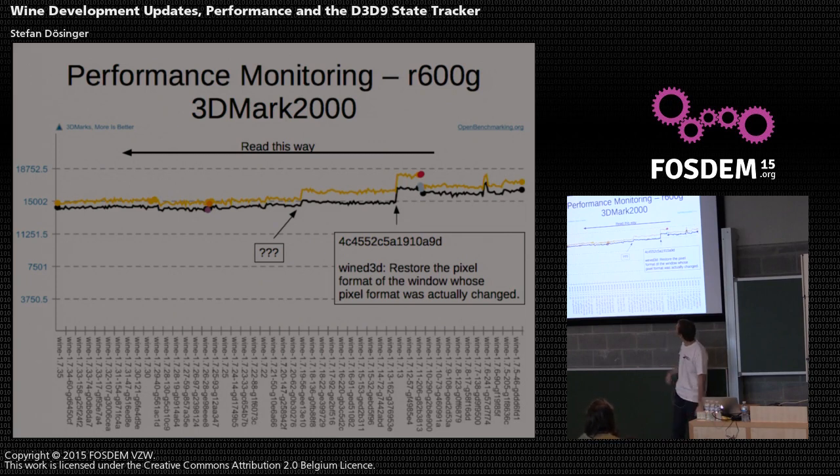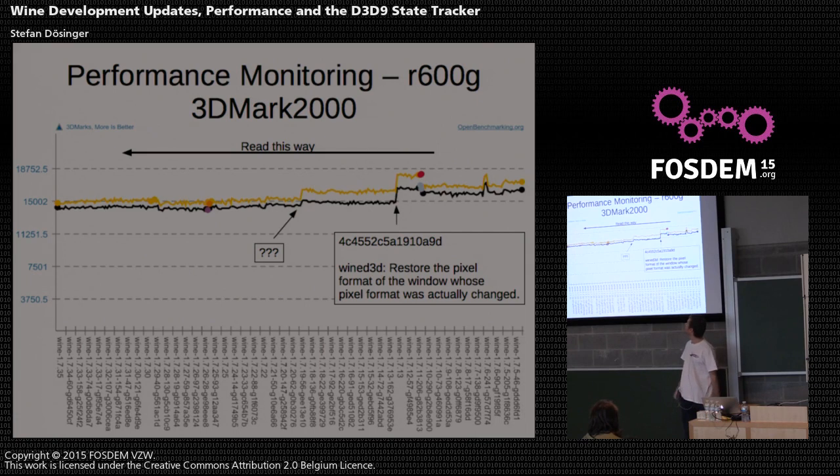Why do I show this ages old 3DMark 2000 result? Well, it's because that one has two changes, rather than every other benchmark that just shows this one regression. So this graph is just more interesting to look at.